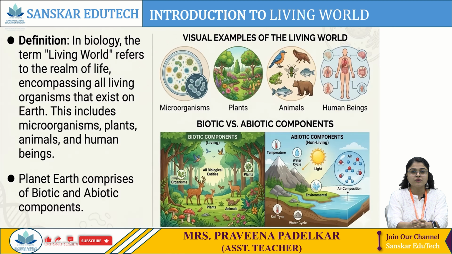So basically, the living world comprises all living organisms which exist on earth, including microorganisms, animals, plants, human beings, etc. Our planet earth consists of biotic and abiotic components. Biotic components are living beings that have direct or indirect influence on other organisms in an environment, for example, plants, animals and their waste. Abiotic components include all the physical and chemical elements, that is, non-living components, for example, air, soil, humidity.